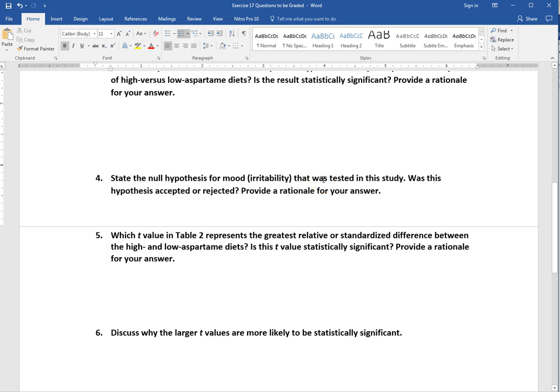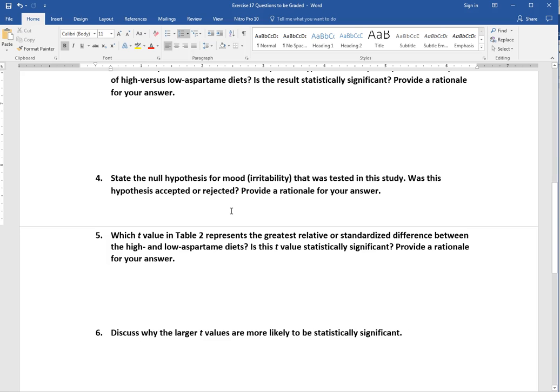Number four, state the null hypothesis for mood irritability that was tested in this study. So our null hypothesis is always that there's no difference between the groups. So phrase that in terms of this study. And after doing this test and getting the results we just talked about in number three, that T value and that P value, would you accept slash fail to reject, which is the terminology I prefer, or would you reject that null hypothesis? The null hypothesis is that there's no difference.